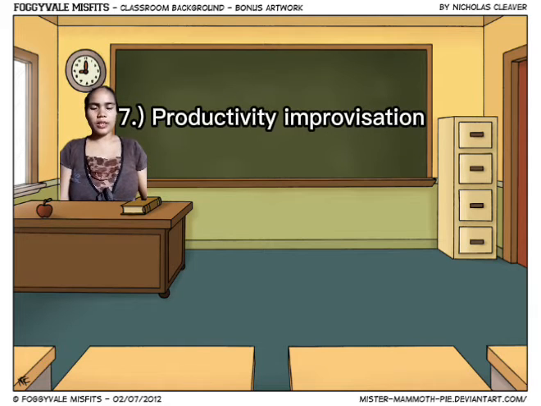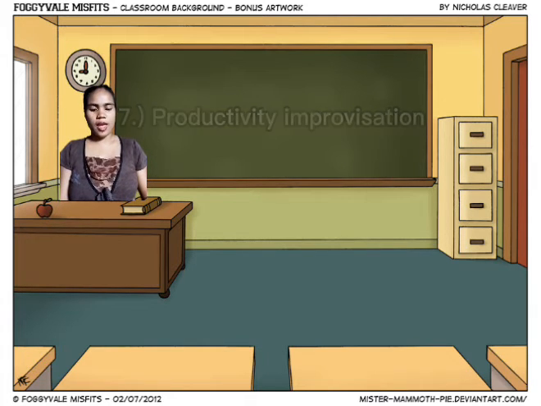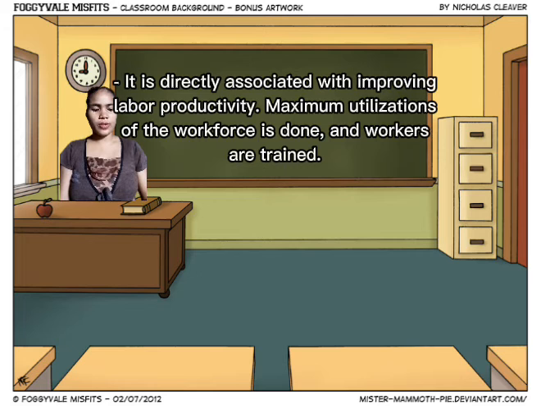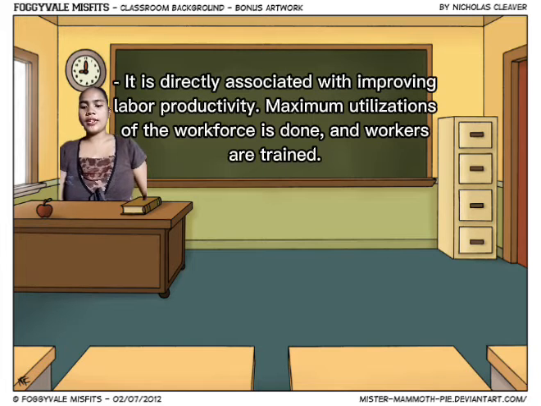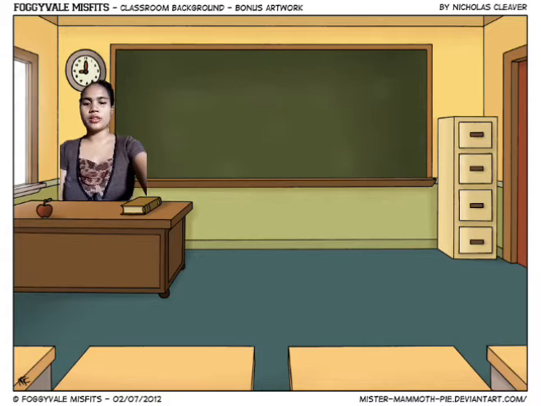7. Productivity improvisation. It is directly associated with improving labor productivity. Maximum utilization of the workforce is done and workers are trained. Increases in output can only be done due to increases in the inputs to the production process. It helps in saving cost by avoiding ready-made instructional media which are more costly.